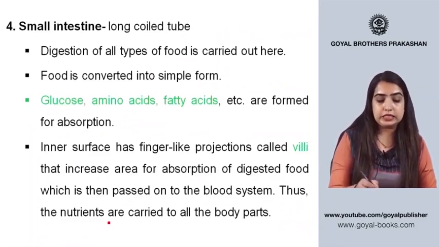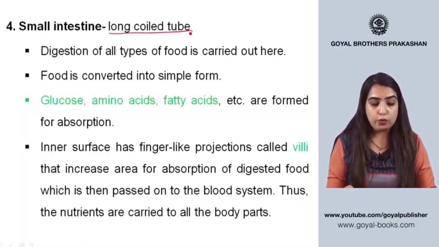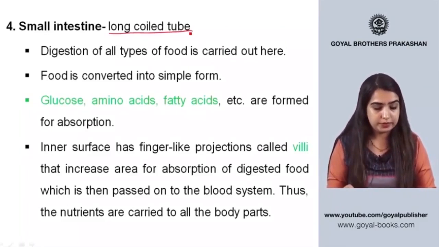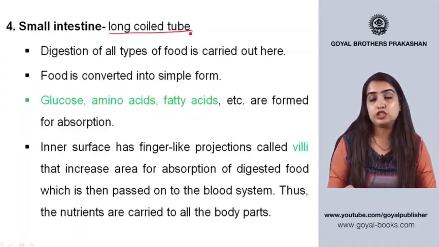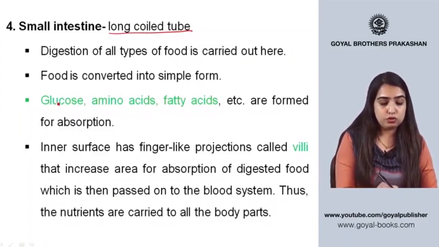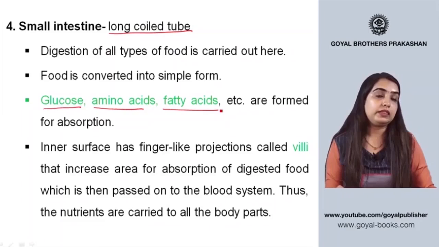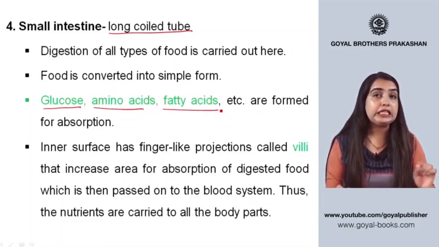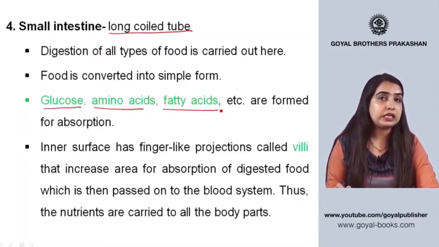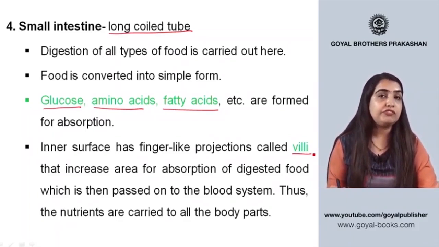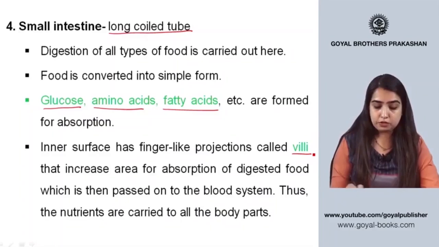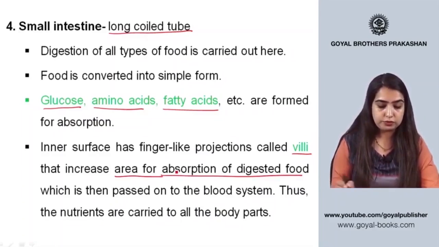Now, the small intestine is a long coiled tube wherein all kinds of food are digested. The food here is converted into simple form, and glucose along with amino acids and fatty acids are formed here, which can then be absorbed. The inner surface of the small intestine has very interesting structures which resemble fingers. They're referred to as villi, and they are there so that they can help in increasing the absorption area of the digested food.